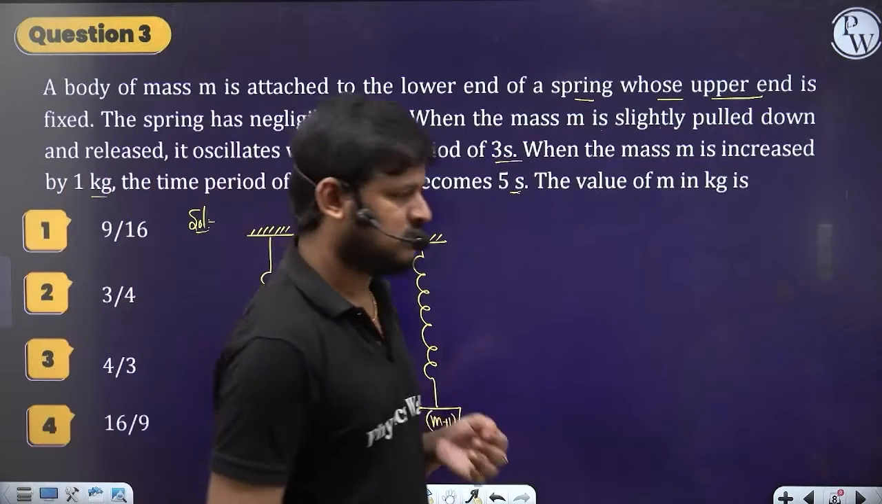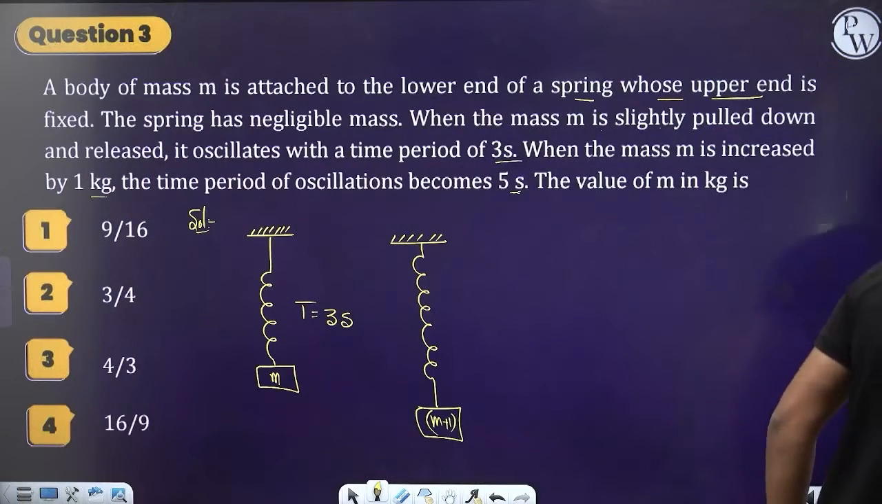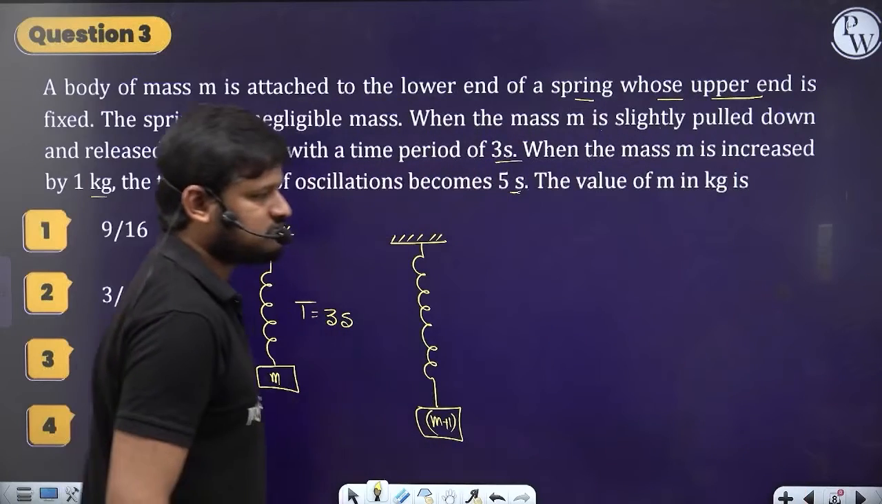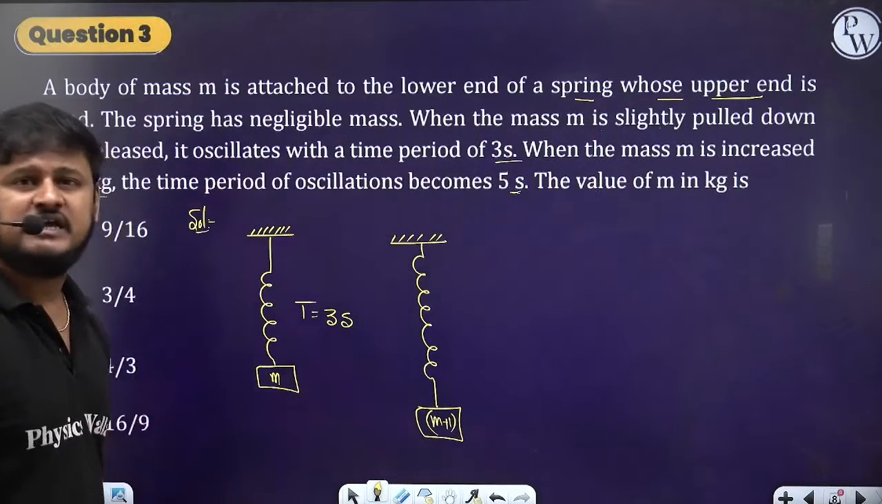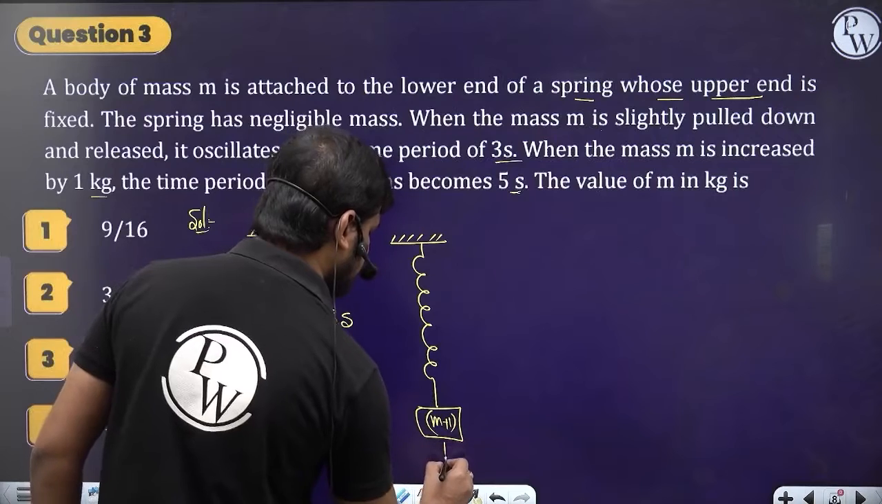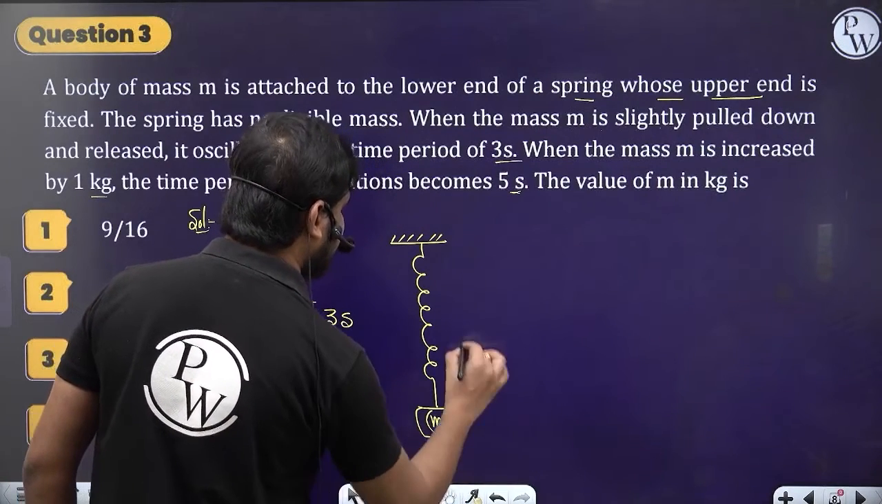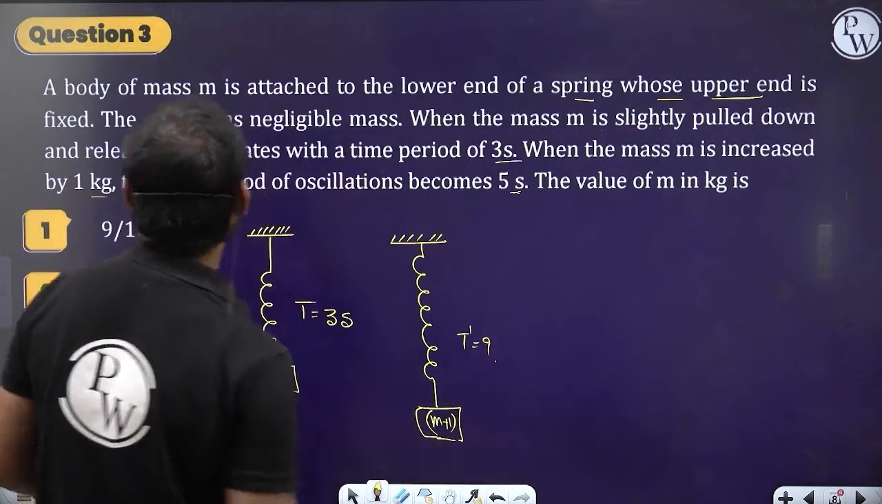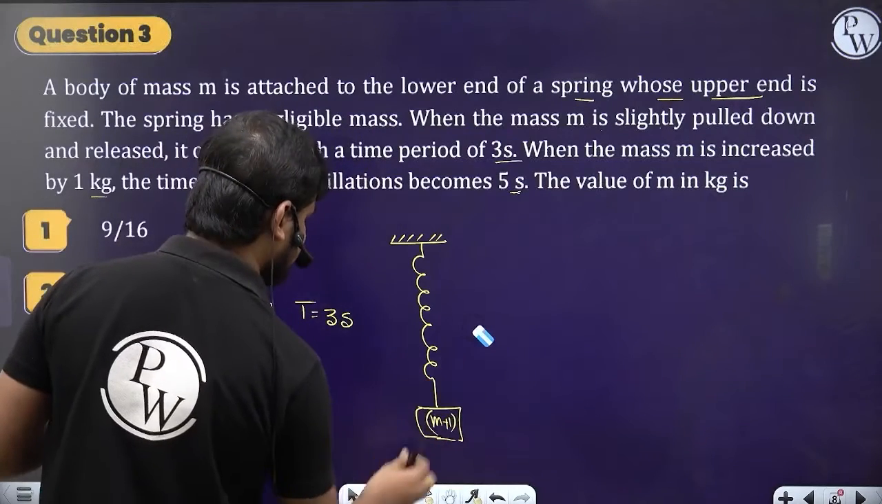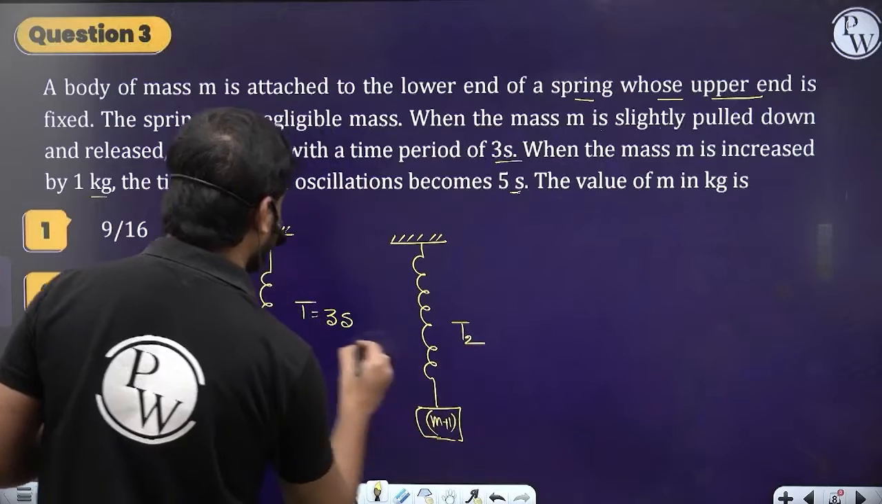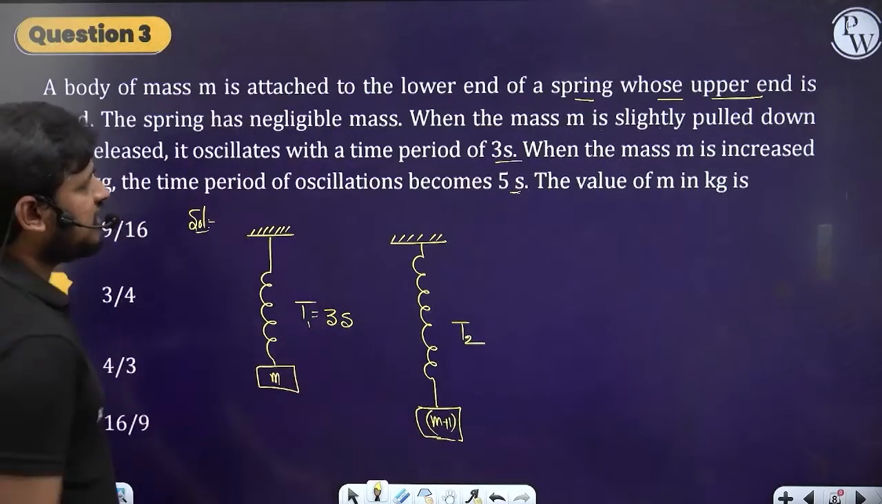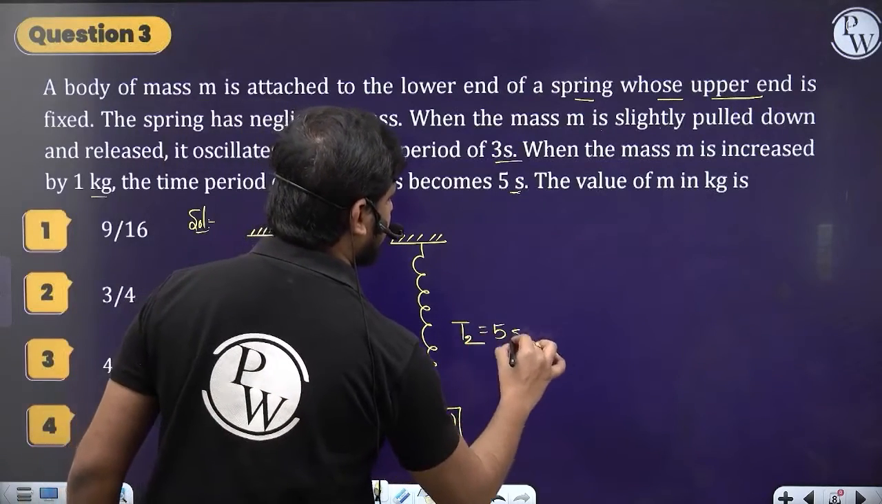Okay guys? Chalo, just a minute. So the mass is m plus 1. Now the time period is given and the mass is what they are asking, right? So let the time period be t2. Here t1 is 3 seconds, and t2 is 5 seconds.